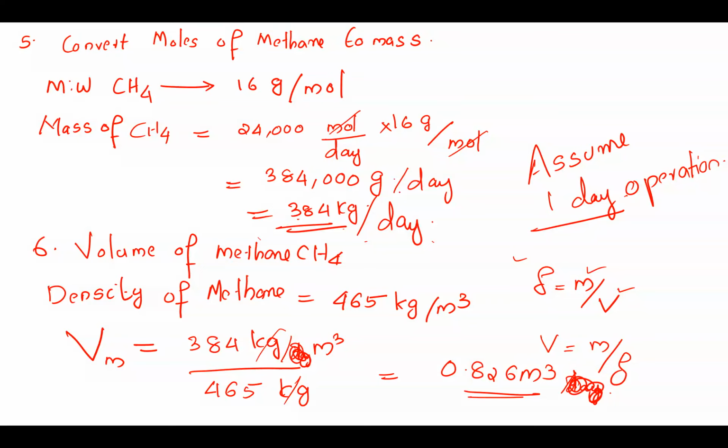So the whole process is, we are assuming a one day operation. So when you consider this particular thing, we don't need this. We can just directly write 384 kg, the mass of methane produced in one day. Like that, we are finally reaching 0.826 meter cube. Got it?